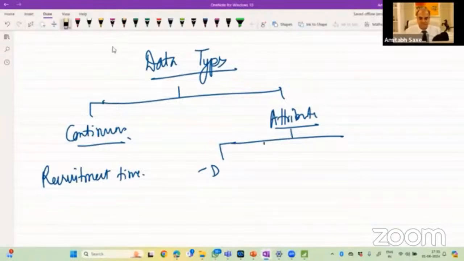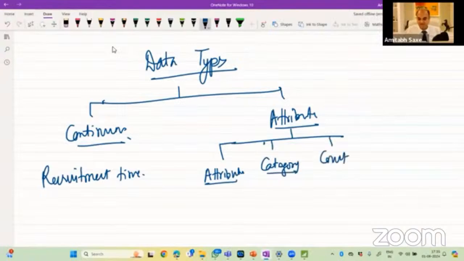Okay, let me do it in a stepwise way. So the way we learned attribute, we'll create a category. We'll create a count. And then we'll create a proportion. And then we'll create a percentage.